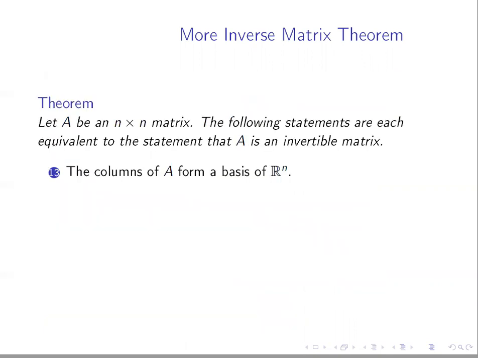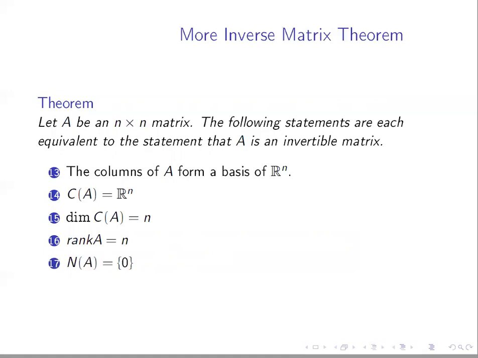Well, let's take what we now have and add on to that. We also mentioned that the columns of A form a basis of Rn. Well, that means actually that the column space is Rn, because that means it spans all of Rn. It also means that the dimension of the column space is n, but by definition, that means the rank is equal to n. So if the rank of a square matrix is equal to the number of columns or rows, which are equivalent, then it's invertible. It also means the null space is just the 0 vector.